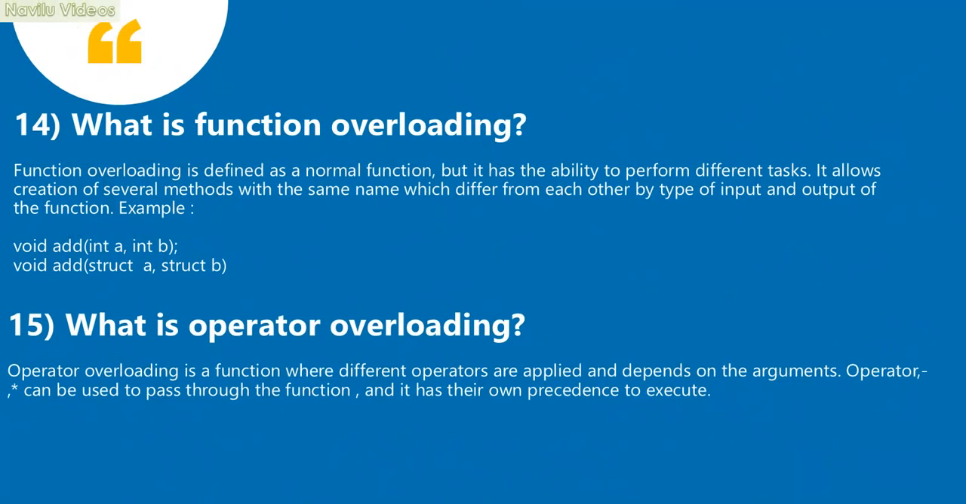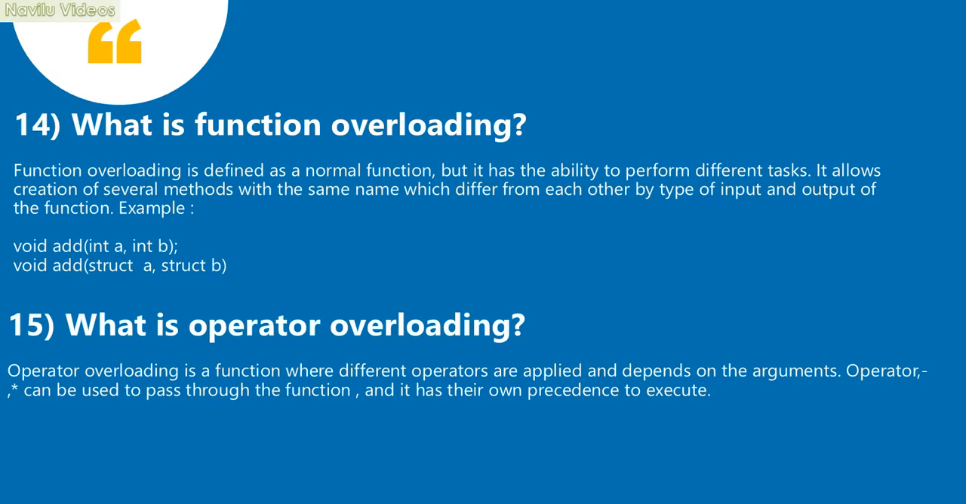14. What is function overloading? Function overloading is defined as a normal function, but it has the ability to perform different tasks. It allows creation of several methods with the same name which differ from each other by type of input and output of the function. Example: void add(int a, int b); void add(struct a, struct b).